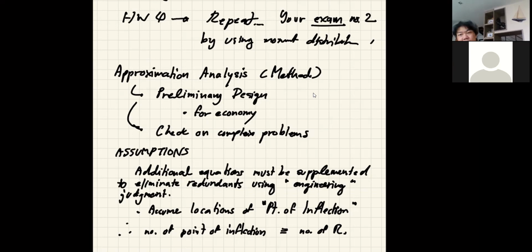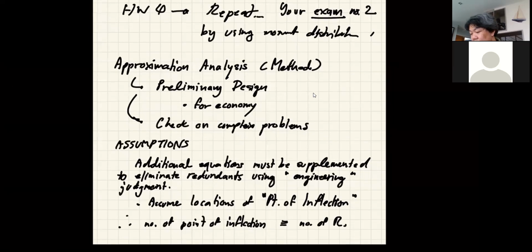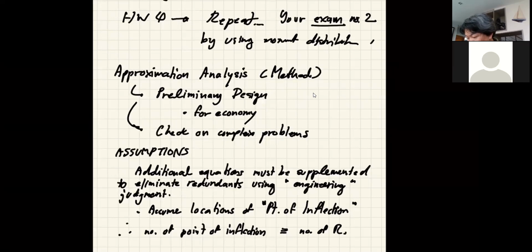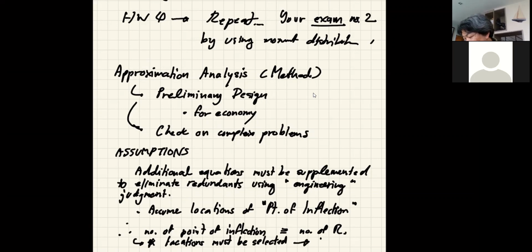Okay, and one more thing, you can't just put the point of inflection or the assumed location of the hinge anywhere you want. The locations must be selected to give you a safe structure as well.